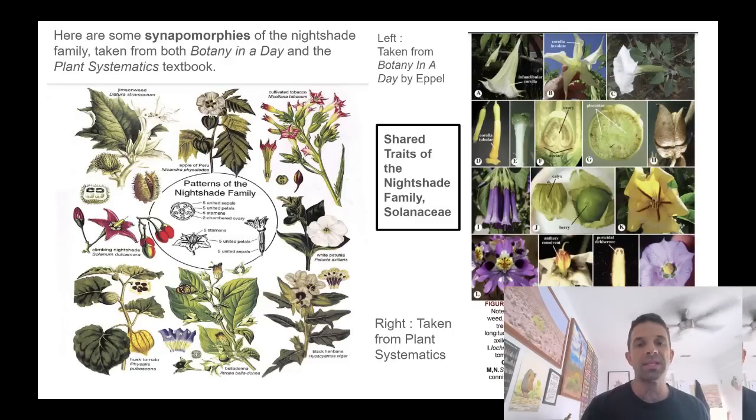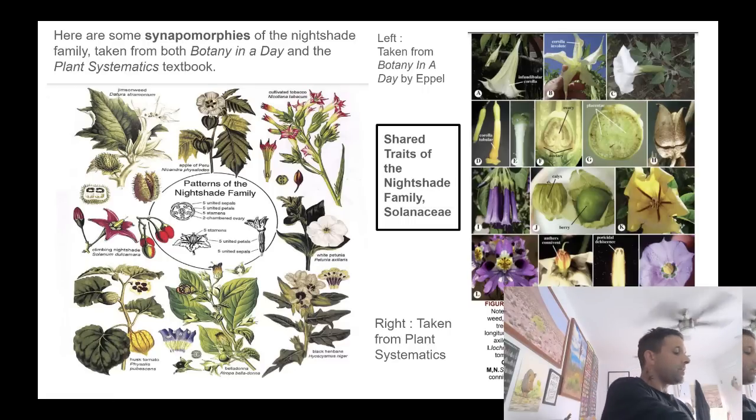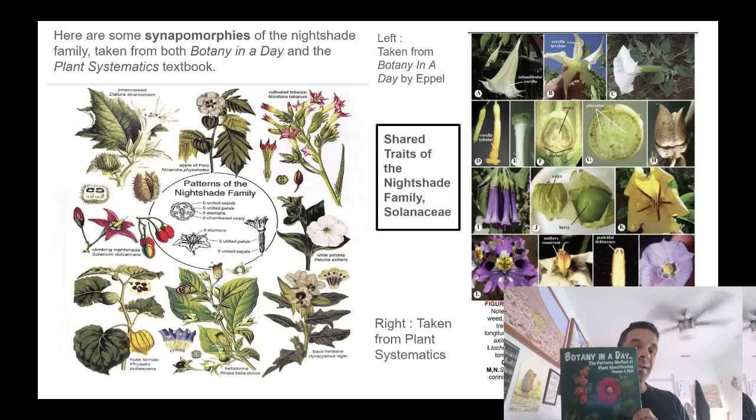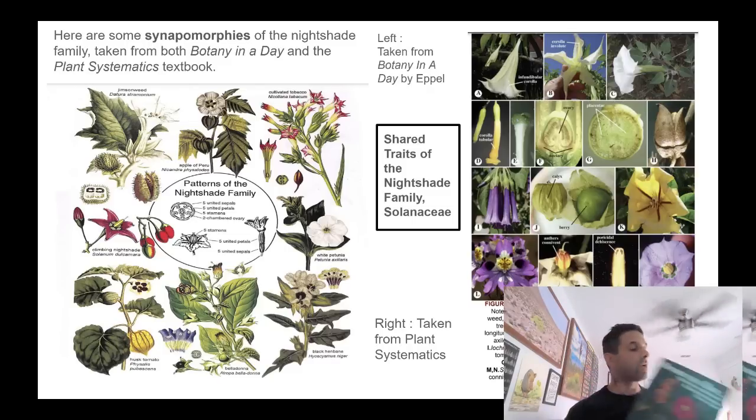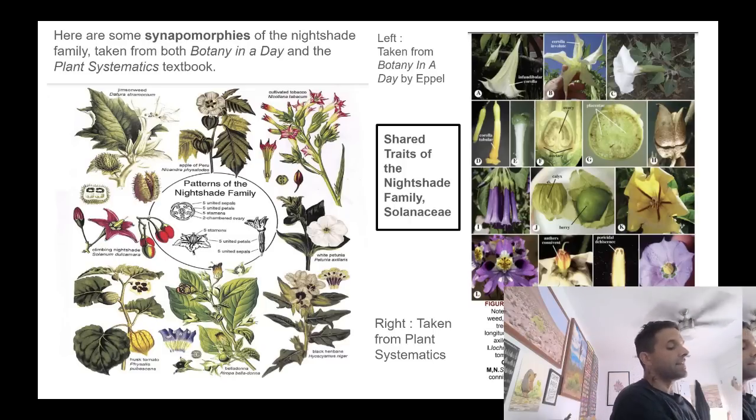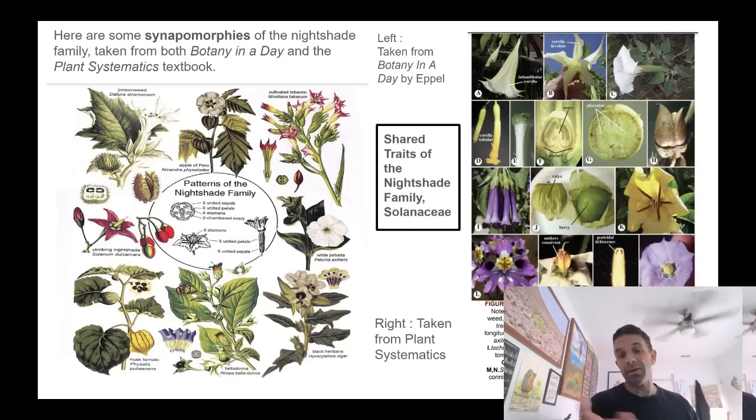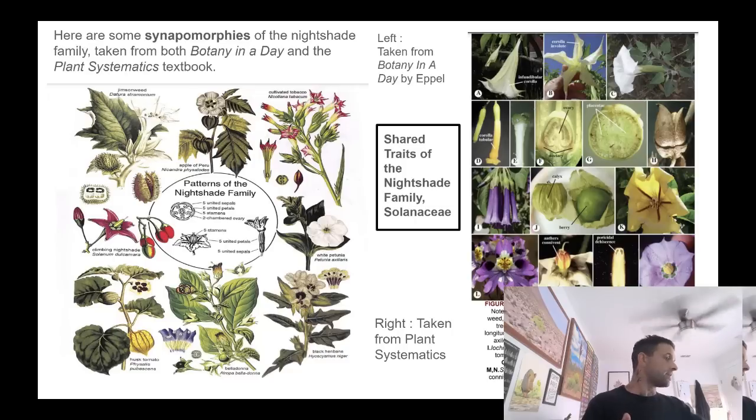So here are some synapomorphies of the Nightshade family. We talked about this last class. The page on the left is taken from Botany in a Day by Elpel. Great book, kind of a beginner book, but it doesn't even mention the word synapomorphies, but that's what it is. Every page says "the patterns method of plant identification." Those patterns are synapomorphies, just a technical word for those patterns. It goes into the flower structure, and you start to see it. This stuff starts to click.